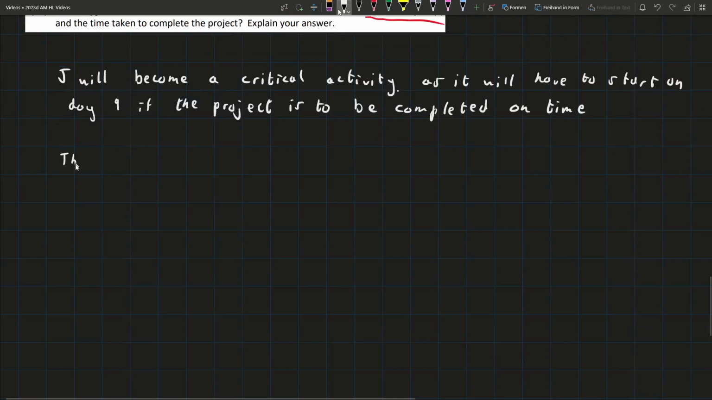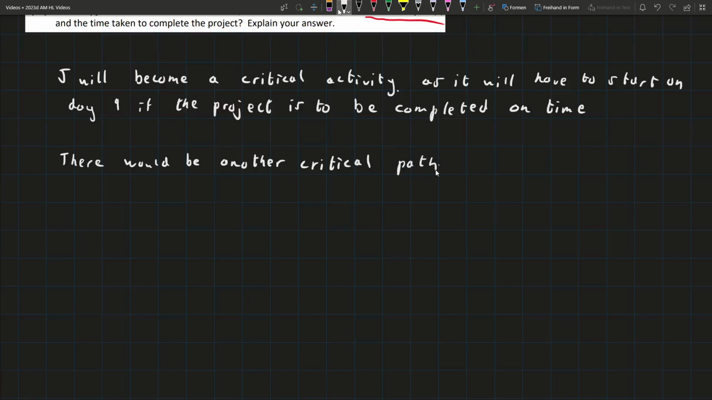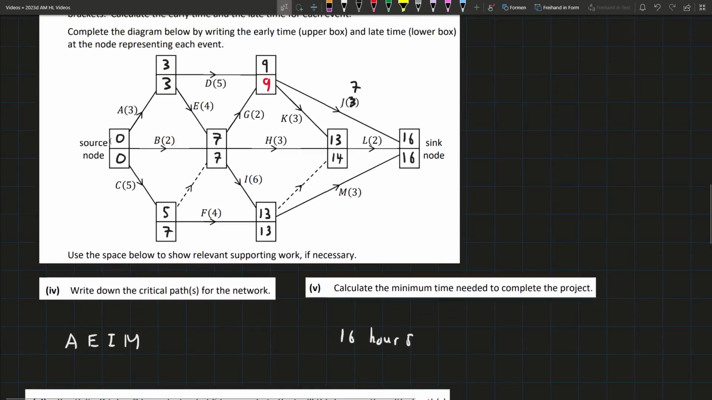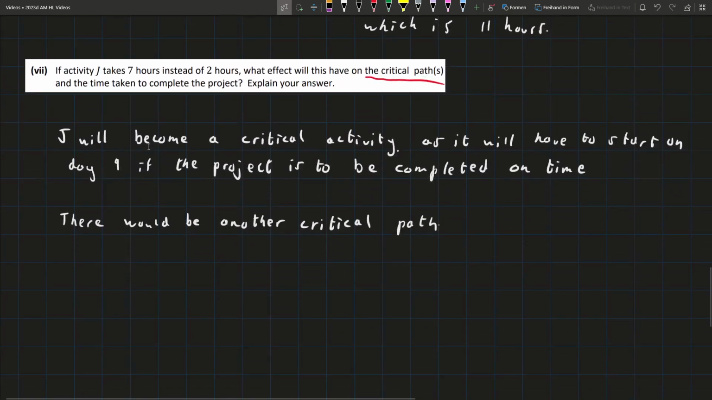So there would be another critical path. Because, of course, the other critical path hasn't changed. The other critical path is still there, the A, E, I, M, that's still there. But we also have a new one, A, E, G, J. What effect would it have on the time taken to complete the project?